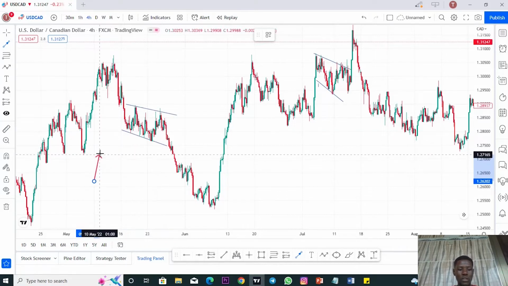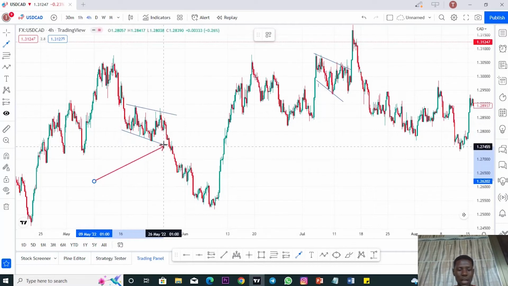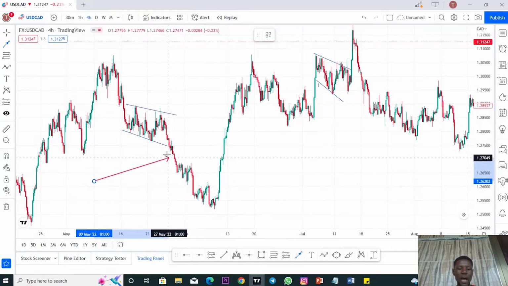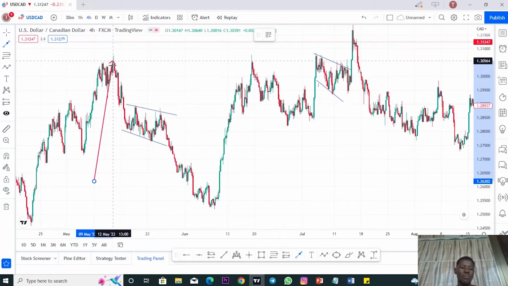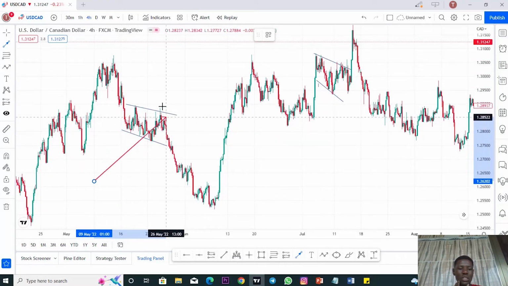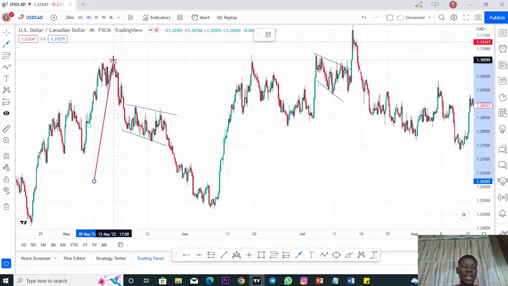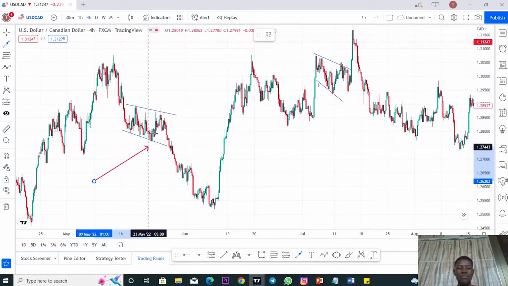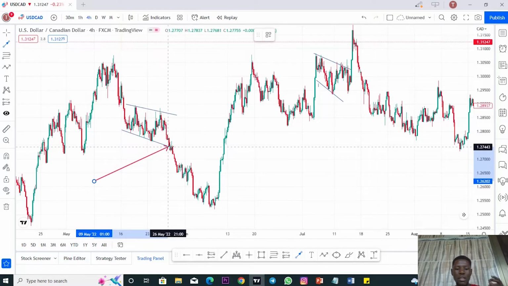Most of the time, when this flag is created, price continues in the same direction. You can see price was coming from this higher high and moved to this higher low. After this consolidation, price continued to the downside, because price was already creating a higher high, higher low, higher high, higher low type of formation. After this flag, indicating a continuation pattern, price continued all the way to the downside.